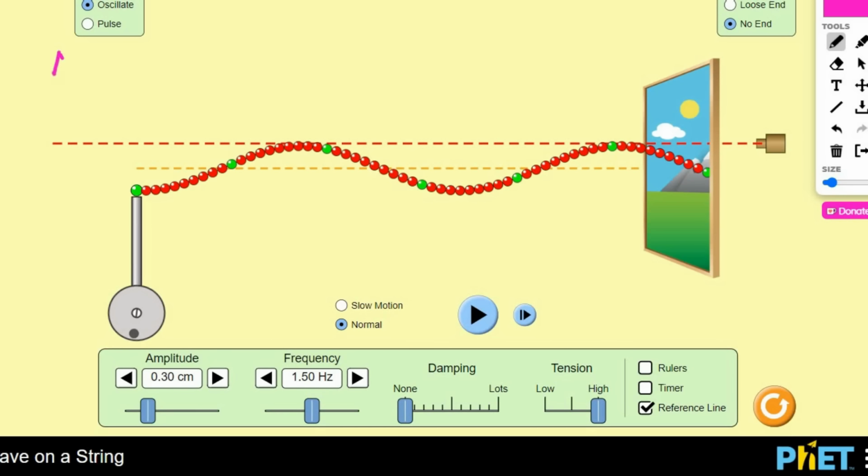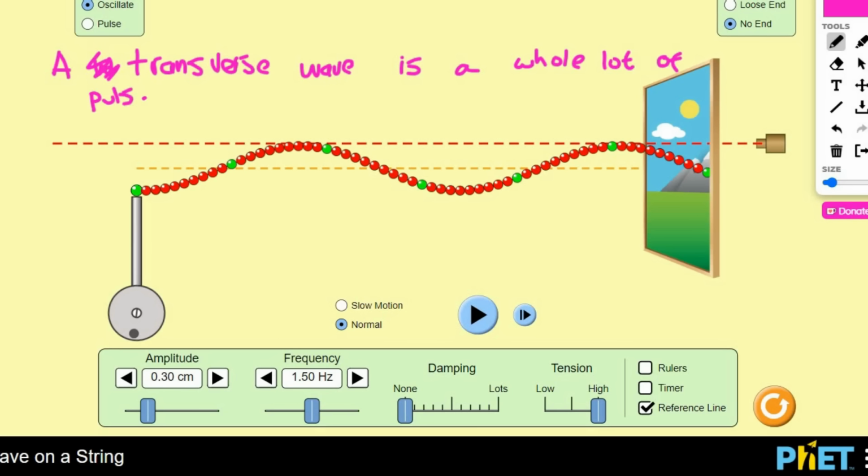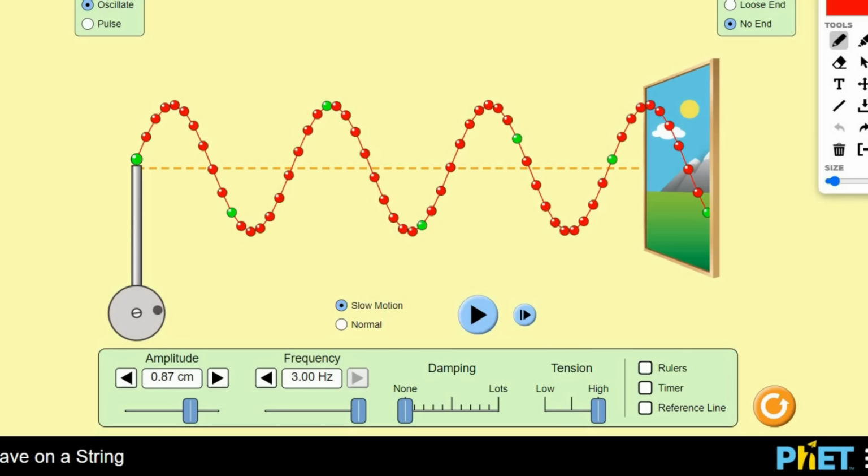So we can say that a wave, or specifically we're actually talking about a transverse wave, and we'll talk about that a bit more just now. Let's make it nice and easy for ourselves. A transverse wave is a whole lot of pulses. That's all that a wave is. If you take a whole bunch of pulses and put them together, you get a wave.